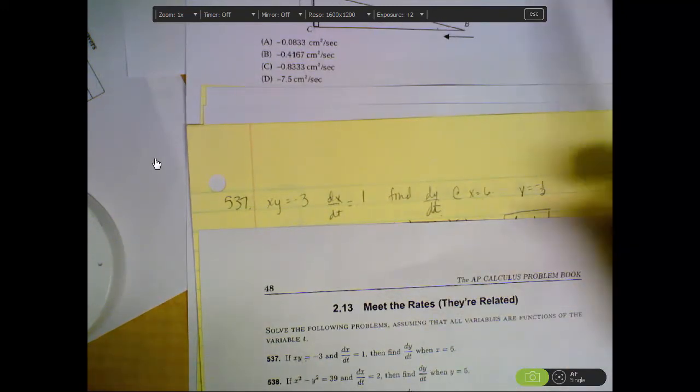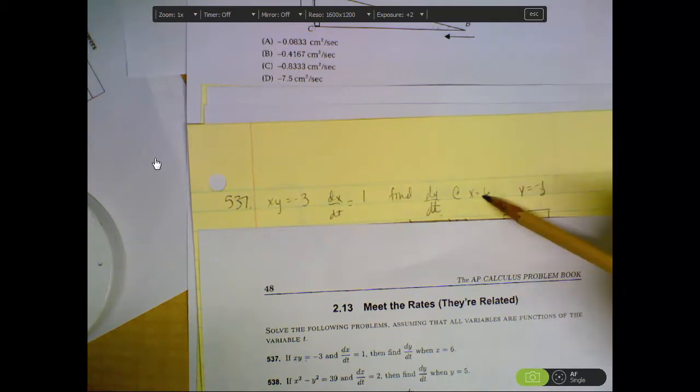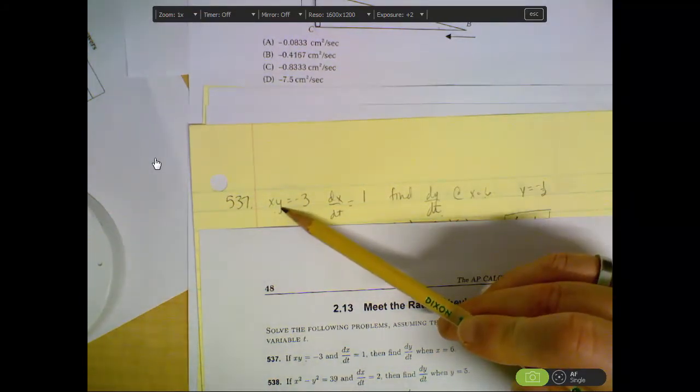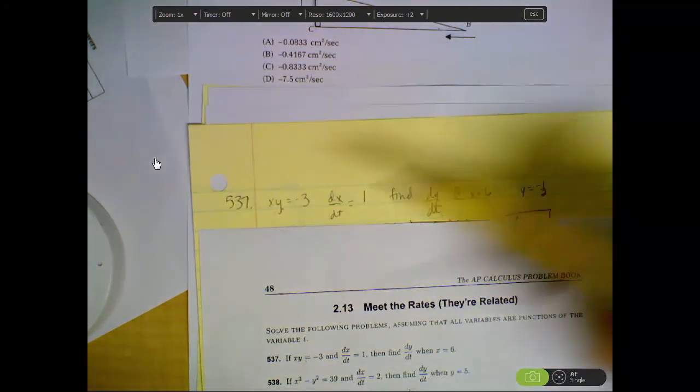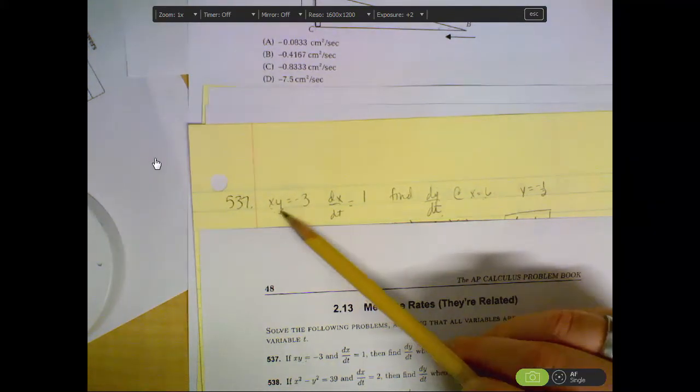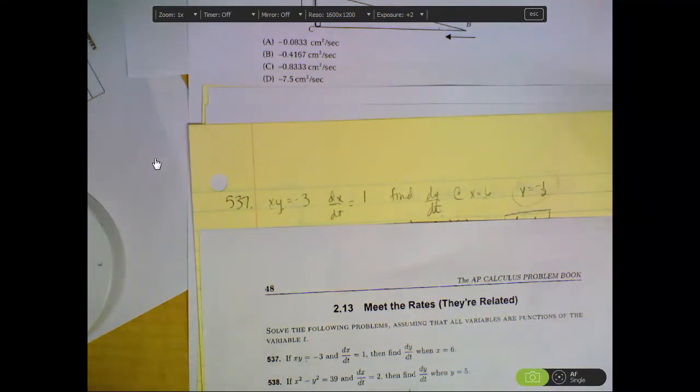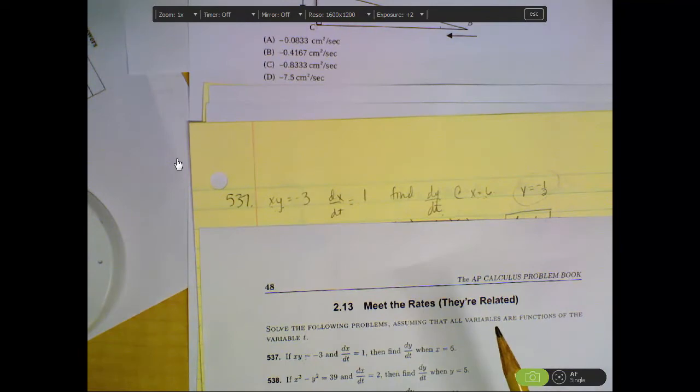So the first thing I did was, when x is 6, I solved for y, because I want to know what y is at this particular instant. So when x is 6, solving for y yields -1/2 for my y value.